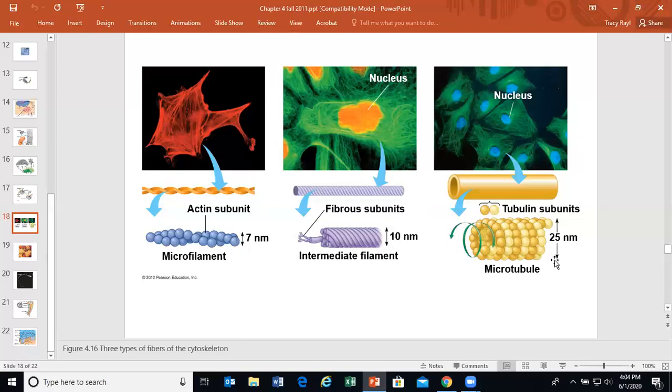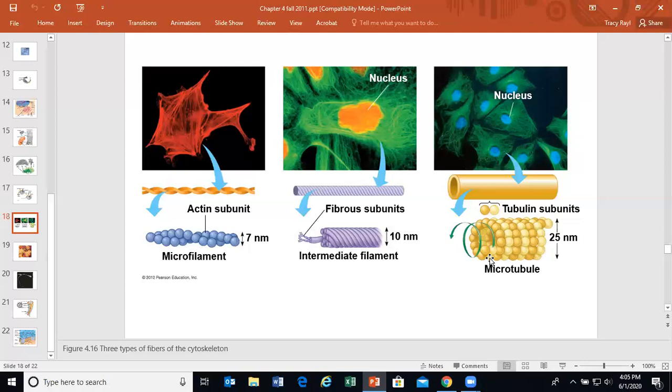Now, in this slide, and in your textbook, it gives you diameters. I'm not going to ask you to memorize the numbers, but I do want you to know that microfilaments are the smallest in diameter, intermediate, medium. Microtubules are the largest in diameter as far as size. So go back into your textbook and read about these different fibers and the 4 functions of the cytoskeleton and fill in your notes, so you have detailed notes there to study for the exam.